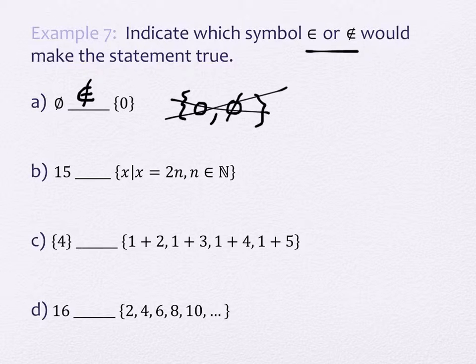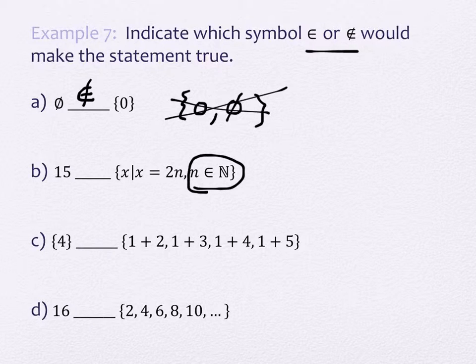All right, part B has the number 15 on the left. And we've got to figure out what it's describing on the right. x such that x equals 2n, n is a natural number. Amy, what do you think that set's describing? So if n is the natural numbers, which starts at 1, then it would be 2 times 1, 2 times 2, 2 times 3, and so it can't be an element of it because 15 is not a number in it. Right, this is a fancy way of describing even numbers. Amy said it really well.